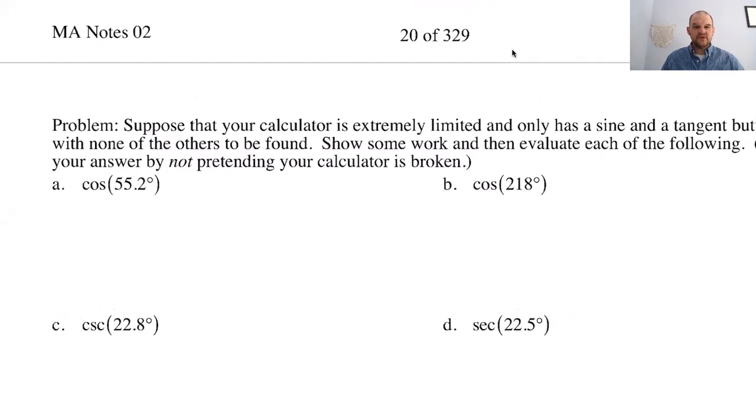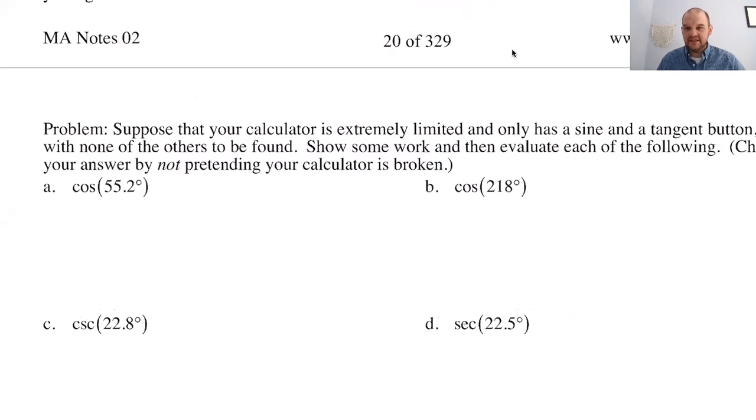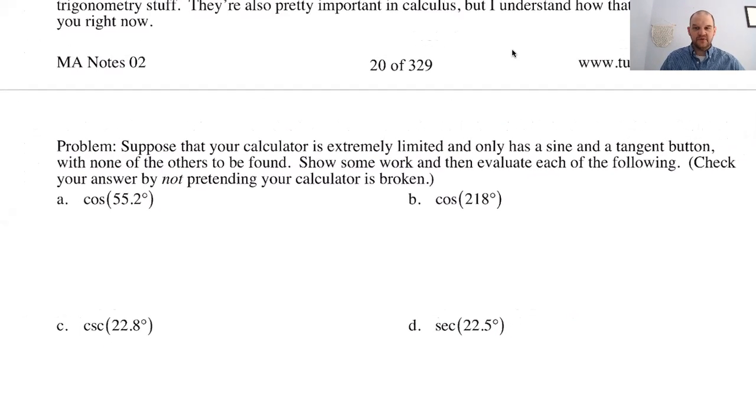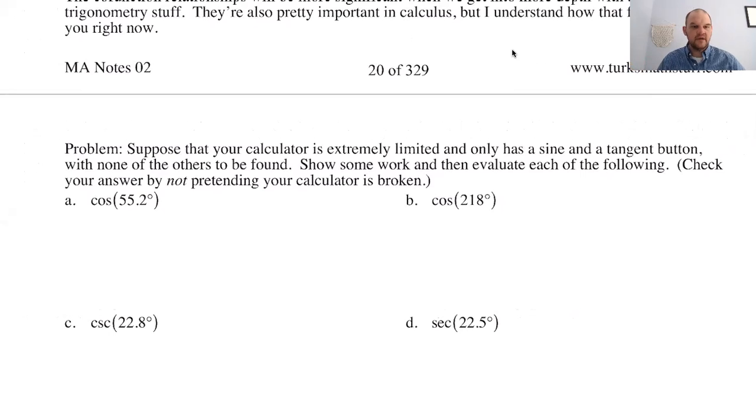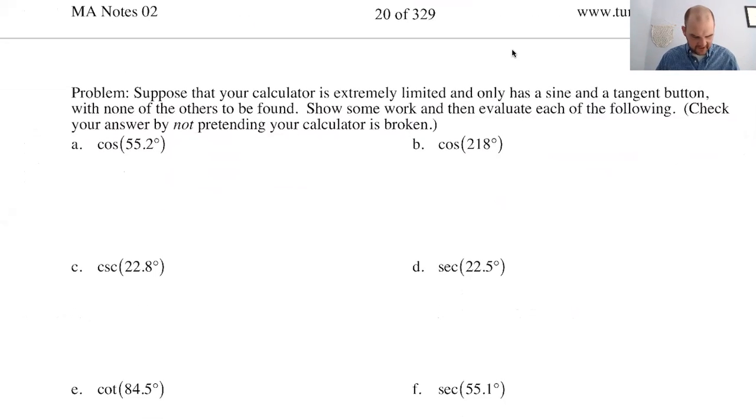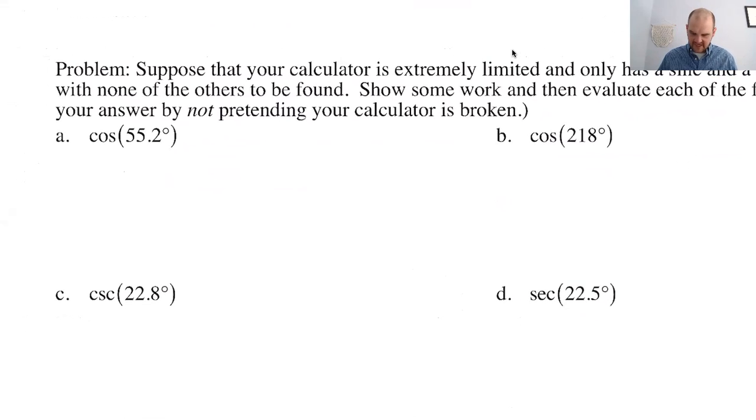So it says, suppose that your calculator is extremely limited and only has a sine and tangent button, which I've never heard of, but okay. None of the other trig functions to be found. Show some work and then evaluate each of the following. Check your answers by not pretending that your calculator is broken. Okay, so we only have a sine and a tangent.